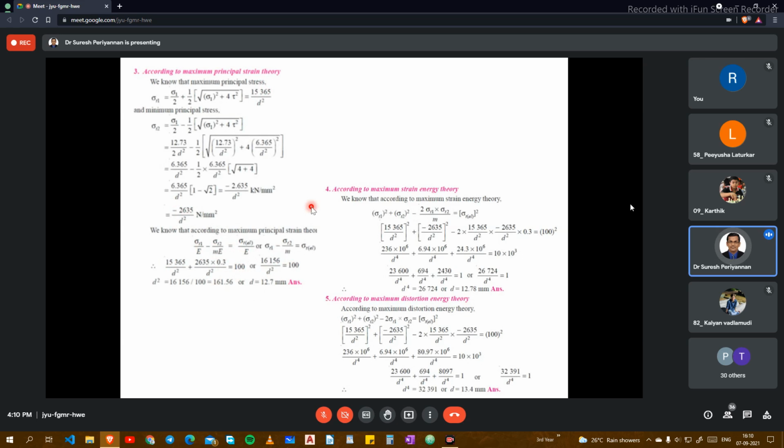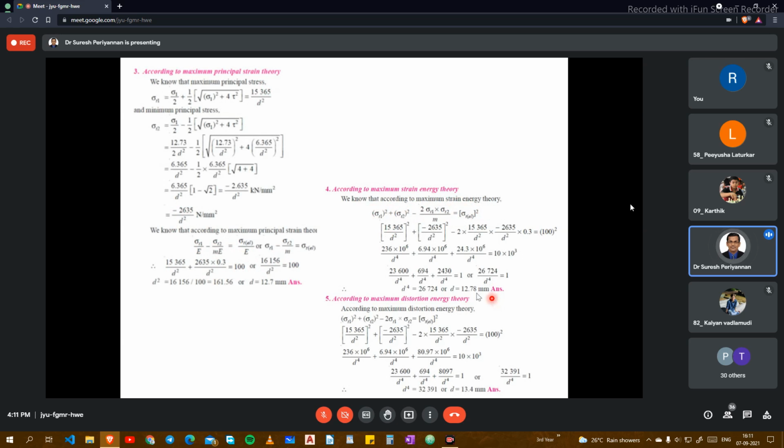Now I come to the strain energy theory. The same concept you apply here. We already evaluated sigma 1, sigma 2 values. Directly substitute in this theory: sigma 1 squared plus sigma 2 squared minus 2 sigma 1 sigma 2 into mu. The right-hand side is the standard test specimen value, which is now our permissible stress value, because it is already divided by the factor of safety. The left-hand side is our component design value. Then you can find out the diameter of the bolt from this relation.